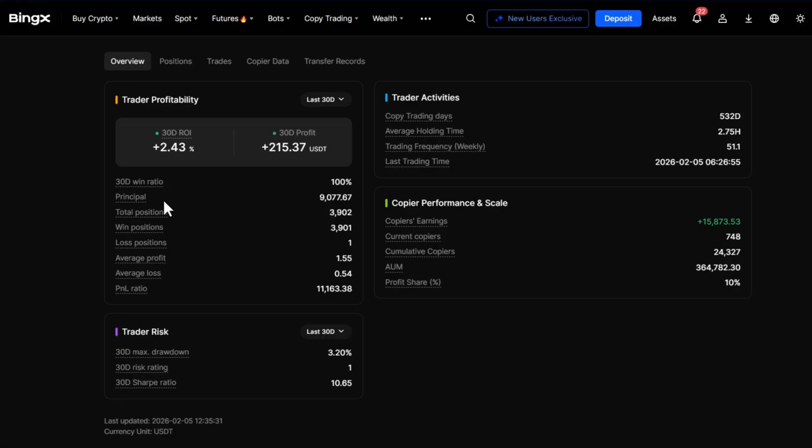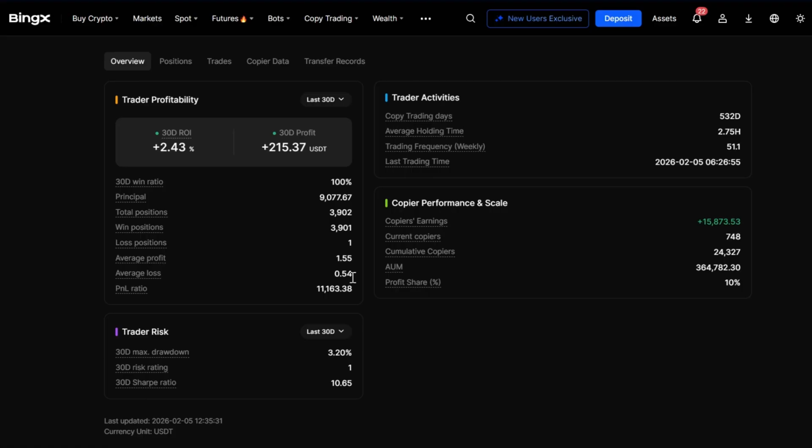You'll also see their principal, which is their own capital, total positions, win positions, loss positions, average profit, average loss, and P&L ratio. Now here's what these mean. Total position shows how many trades they've opened. Win positions and loss positions break down how many were profitable versus unprofitable. Average profit and average loss show you the typical size of their wins and losses. If their average profit is significantly higher than their average loss, that's a good sign. It means they're cutting losses quickly and letting winners run.